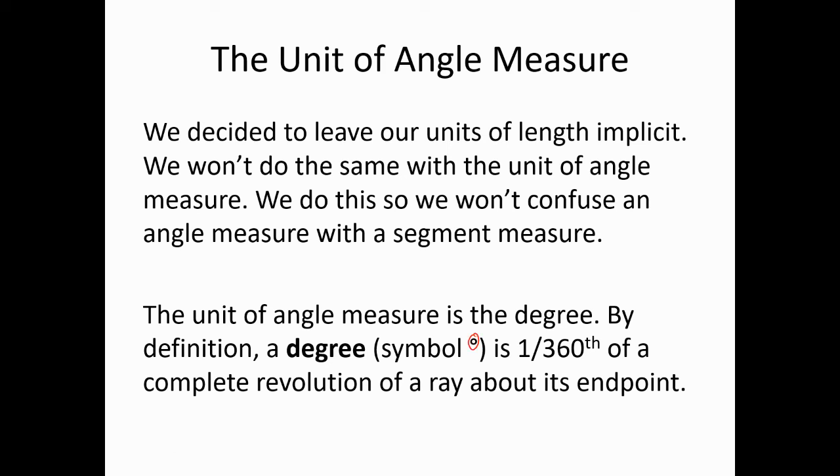By definition, a degree is 1/360th of a complete revolution of a ray about its endpoint. What you're to imagine is that you have a ray, which, as you know, is a half line, and you anchor its endpoint and allow the ray to rotate about that fixed endpoint. A degree then is 1/360th of a complete revolution about that endpoint.